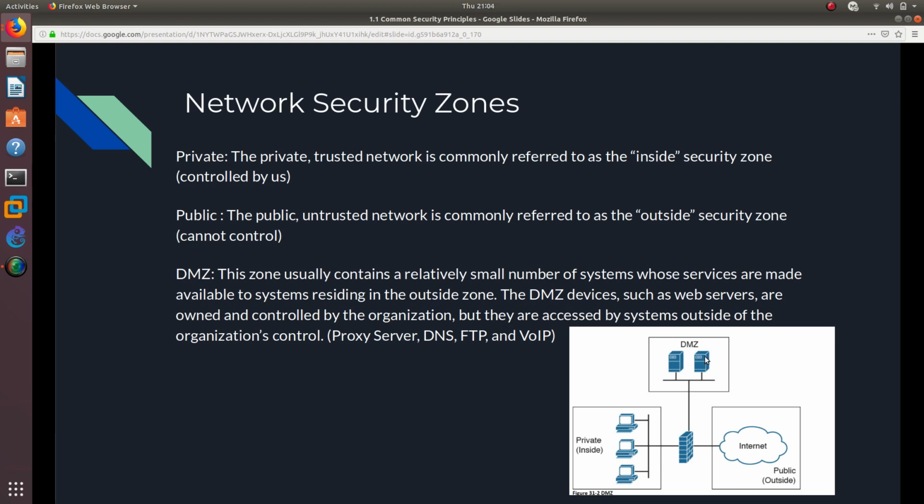Okay, so we are able to control it, but we cannot control the people that are coming in, which is the public network or the internet. So people are able to access the DMZ, but they shouldn't be able to access the private, right? And those are like proxy servers, DNS, FTP, or voice over IP.